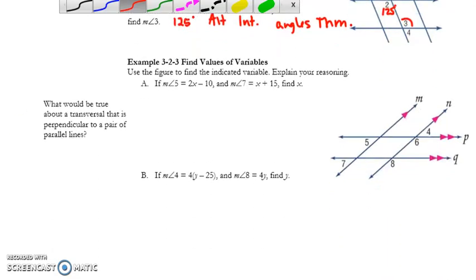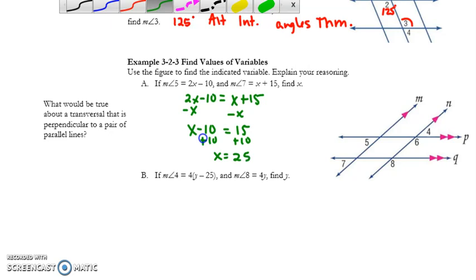Okay, now we're going to take a look down here at this example where we have the measure of angle 5 and the measure of angle 7. These are in the same position, so they're corresponding, which means with these lines being parallel that these are the same. So we know that the measures of angles 5 and 7 are equal. So 2x minus 10 is equal to x plus 15. And then we can go ahead and solve. So x minus 10 is equal to 15, and so x is equal to 25.